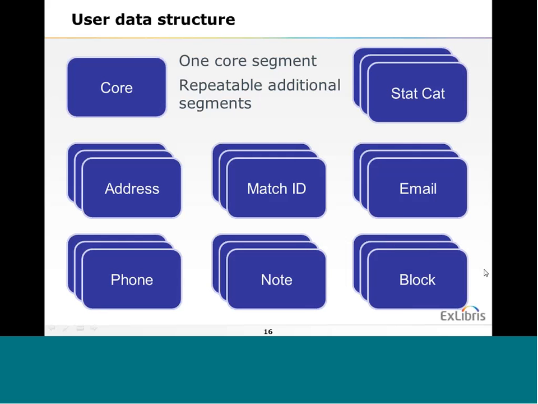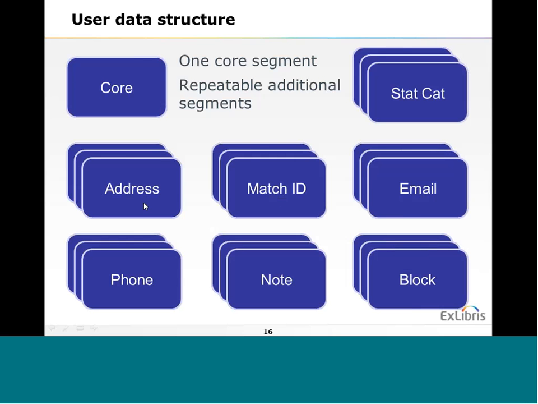Additionally, each user record has a variety of repeatable segments. Each segment is self-contained, and so for example here we have address, we have phone number, we have email address. For each of those contact information segments, if there are multiple addresses, for instance, multiple phone numbers, multiple email addresses, we mark one of those as preferred when sending notifications.